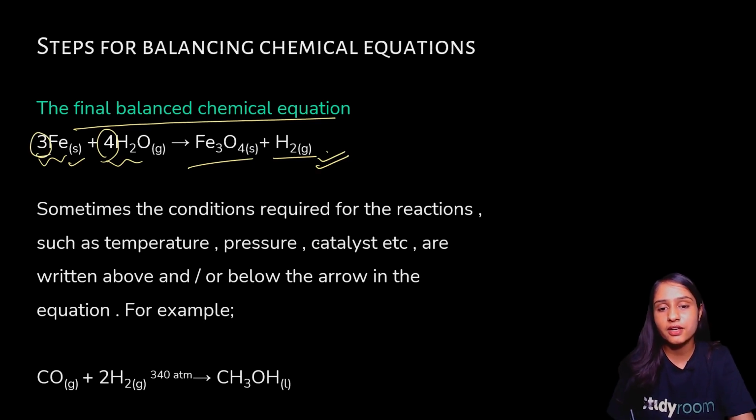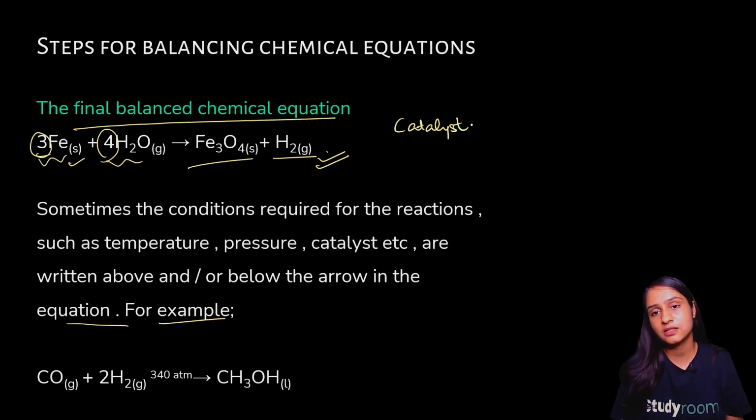Sometimes the conditions required for the reaction, such as temperature, pressure, catalyst, etc., are written above or below the arrow in the equation. For example, catalyst. What do you mean by this term catalyst? It decreases the activation energy of the reaction, and it helps the reaction to go in the proper direction, and it speeds up the reaction. Okay, it helps the chemical change.